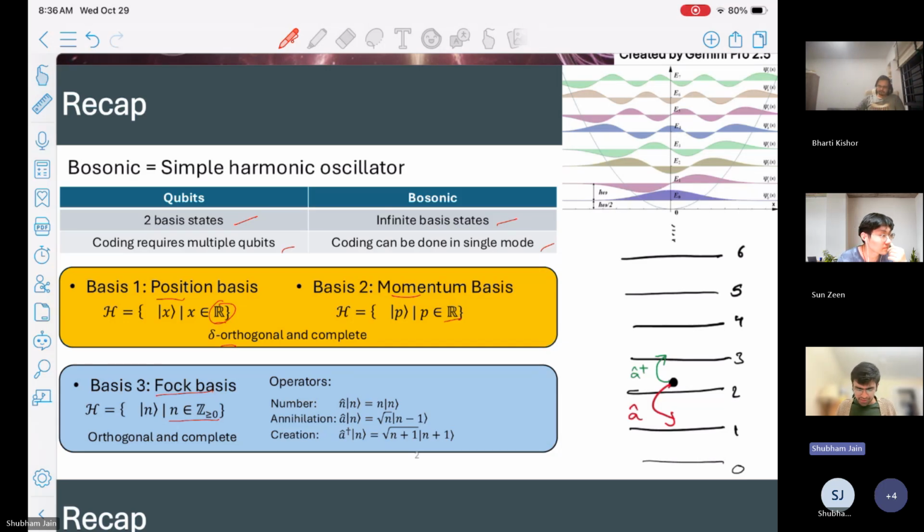Some of the operators that were useful to us were the number operators, which tell you how many photons you have or how much energy is in your system. And then we had the annihilation and creation operators, which either destroy or create a quantum of energy. So an annihilation operator would bring you down one level, and a creation operator brings you up one level in this Hilbert space, which is labeled by the energy labels here. So that is about the bases.